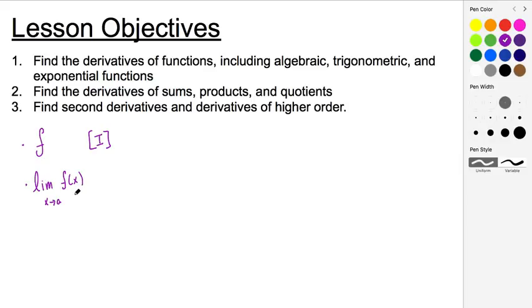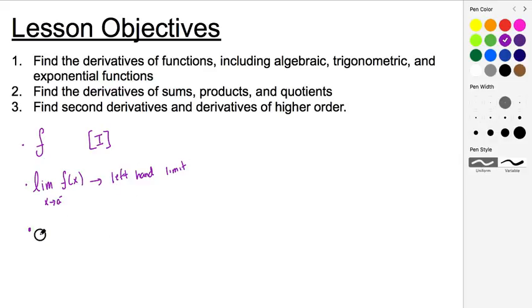There are two ways to look at it. The first way is as x approaches a, and there's going to be a negative in there. This is called the left-hand limit. So you're coming at this value of a in this interval I from the left, and you're looking at the behavior of the function f as it approaches this value of a from the left. That's called the left-hand limit.